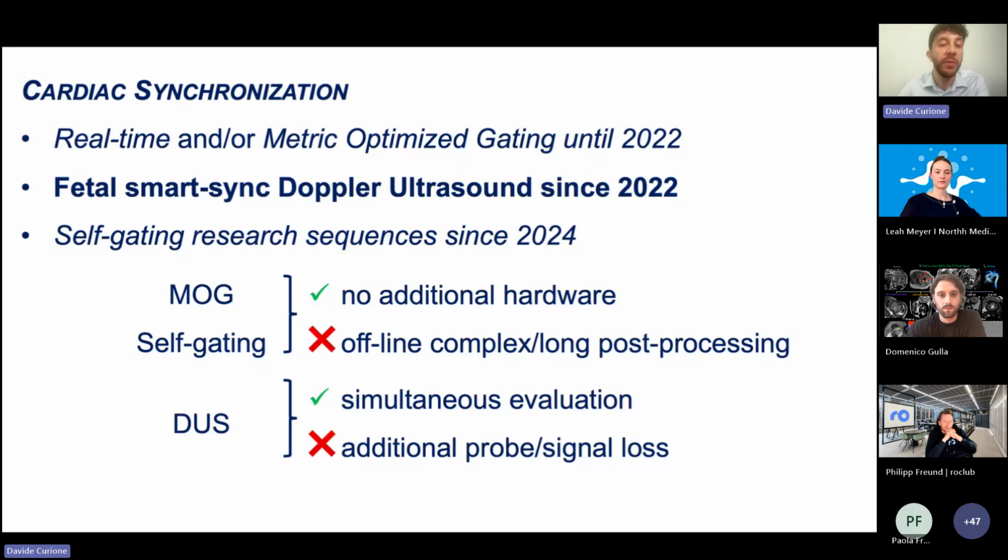The problem with MOG and self-gating approaches is that although they can be easily implemented because they require no additional hardware, their routine clinical use is often impaired by the need for extensive offline post-processing before diagnostic images can actually be obtained. On the other hand, Doppler ultrasound requires a specific probe and can be subject to signal loss, but it allows simultaneous evaluation during the exam, which is one of its key advantages. In any case, we try to achieve a temporal resolution of about 50 milliseconds.